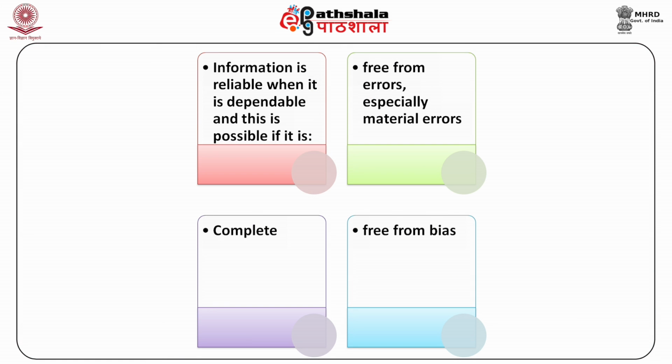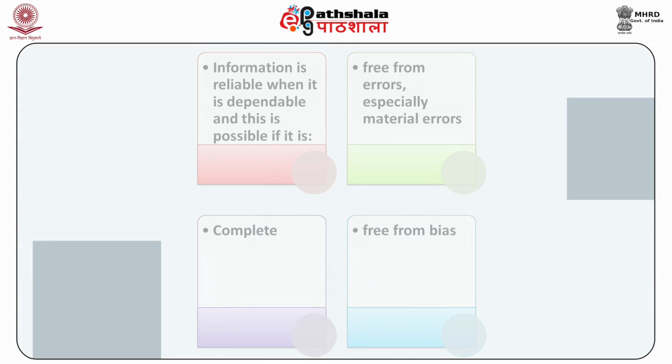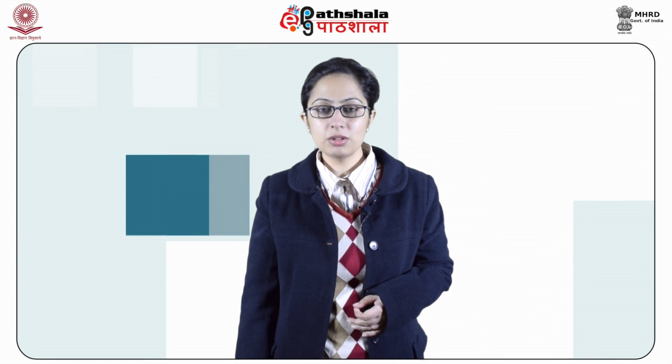Information is reliable when it is dependable, and this is possible if it is free from errors, especially material errors, complete, and free from bias. Information may be relevant, but this alone does not suffice for reliability as well. Information must be reliable as well as relevant in order to be useful for decision making. There are many other factors that contribute towards the reliability of the financial information.